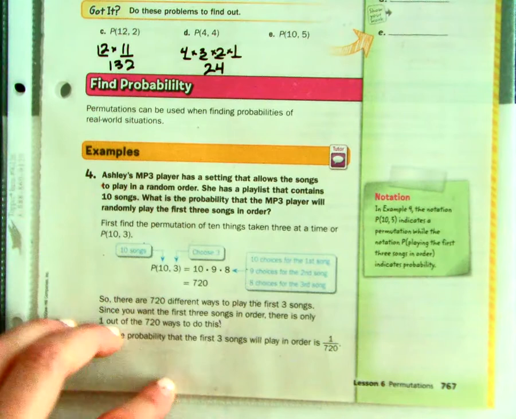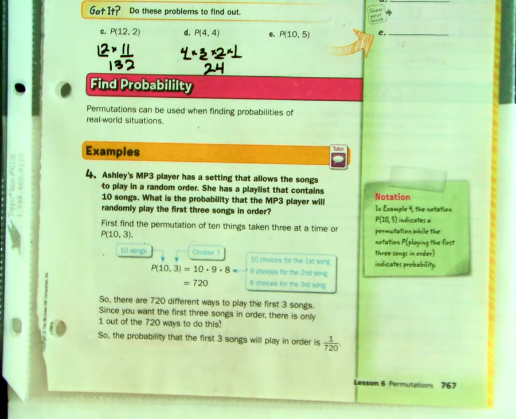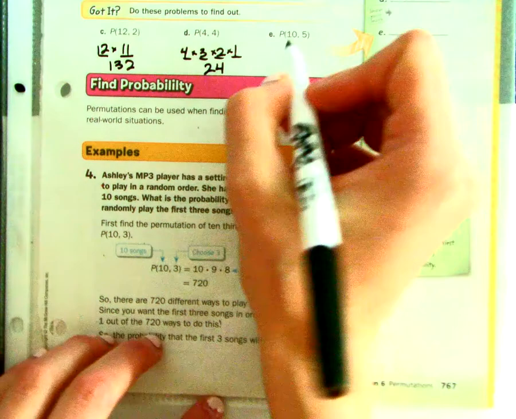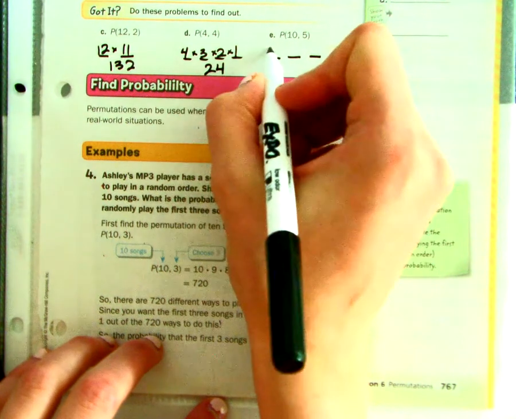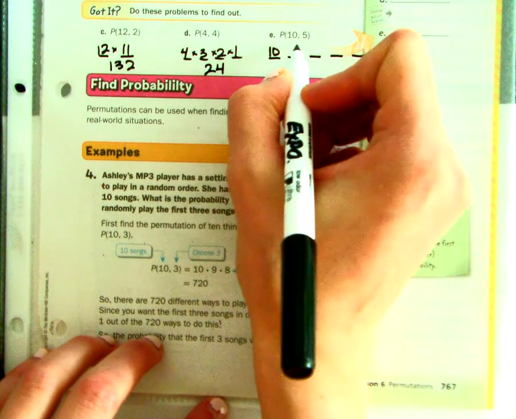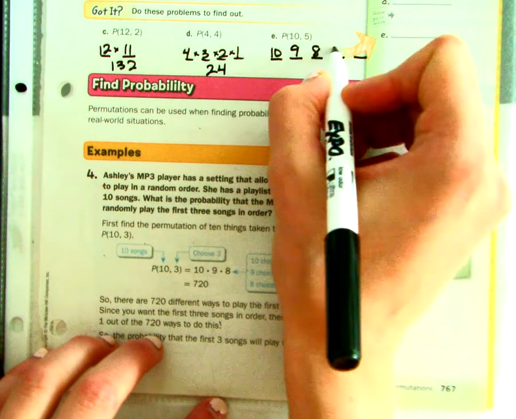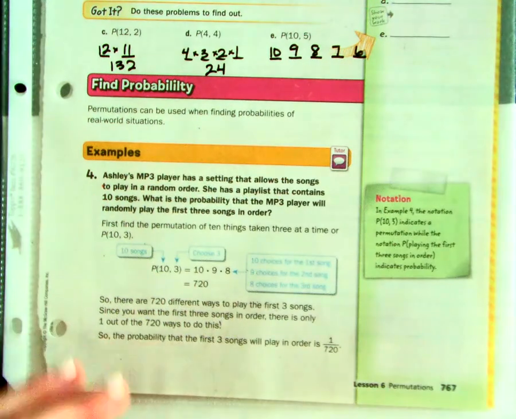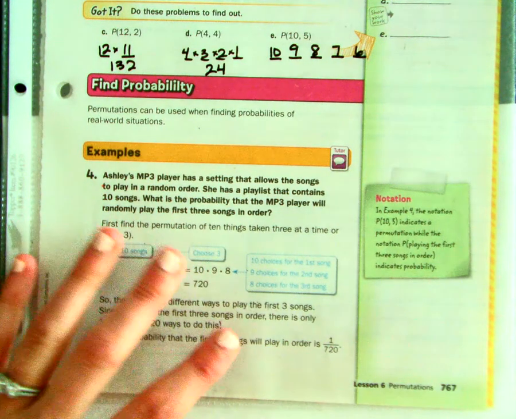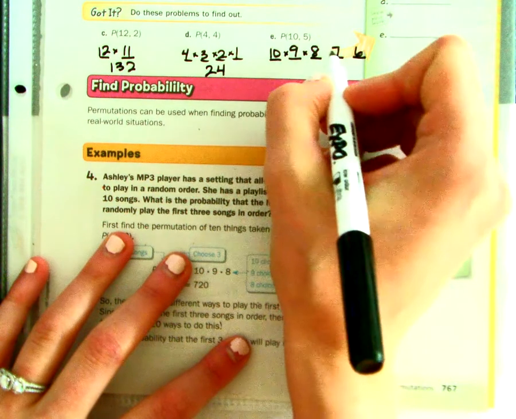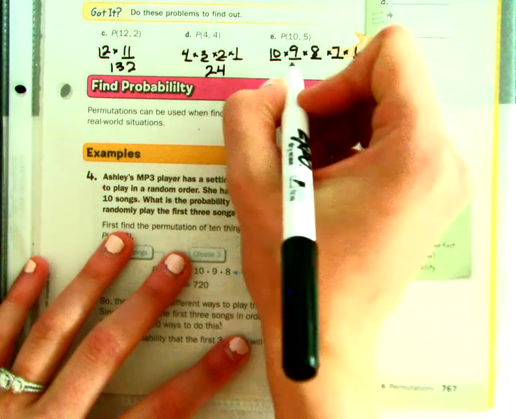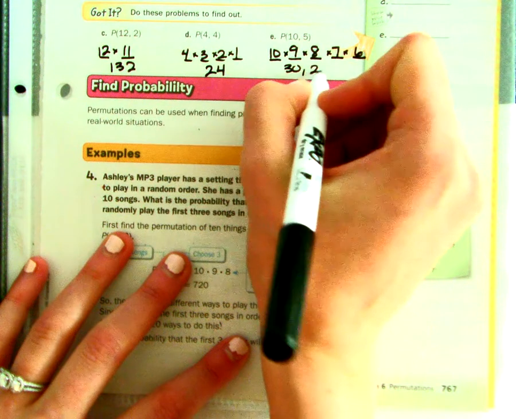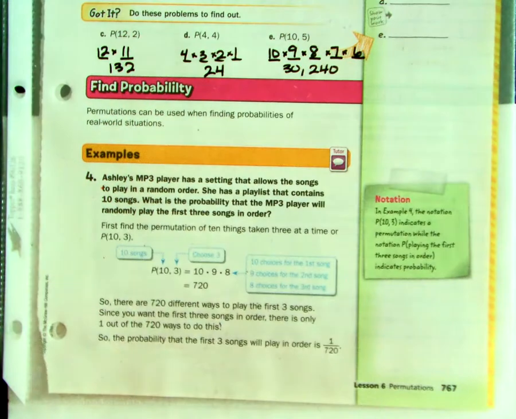And letter E, we have the permutation of 10, choose 5. So again, I'm choosing 5, and my first option is 10. That one option's gone, now I have 9, 8, 7, and 6. Again, I just keep decreasing by 1 because once we've used that one, we can't get it back. And then we multiply them all together. So 10 times 9 times 8 times 7 times 6 is 30,240 different ways we could rearrange that.